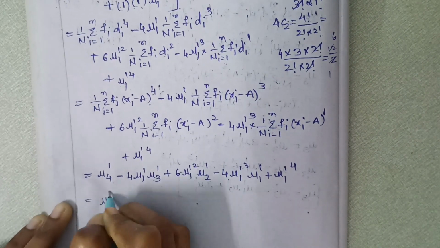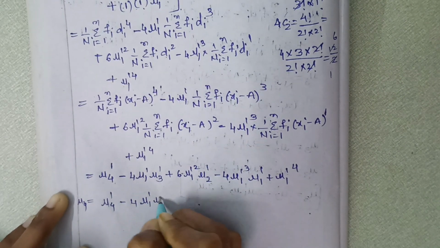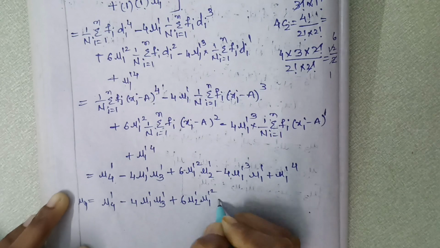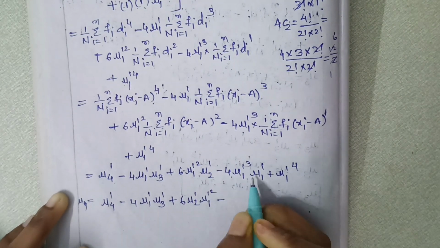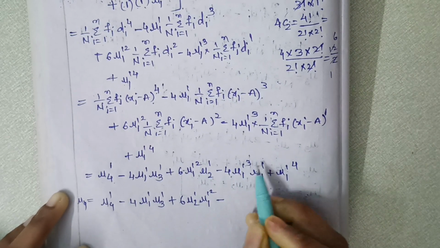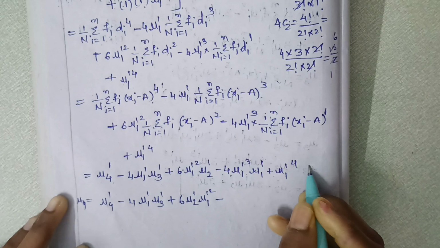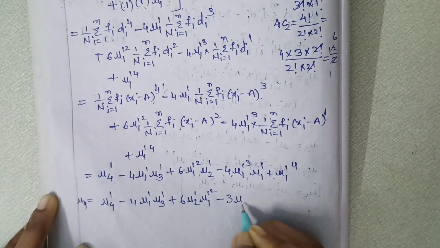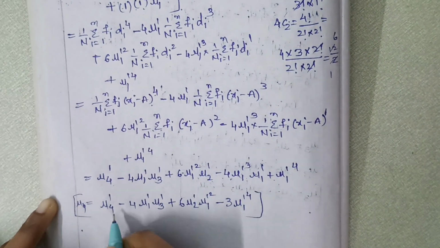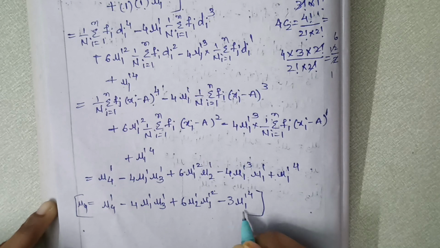So now μ4 is equal to μ4' minus 4 μ1' μ3' plus 6 μ2' μ1'^2 minus 4 μ1'^3 into μ1', which is nothing but, the bases are same, we add the powers. Therefore 3 plus 1 is 4, minus 4 μ1'^4 plus μ1'^4. So we get minus 3 μ1'^4. Therefore μ4 is equal to μ4' minus 4 μ1' μ3' plus 6 μ2' μ1'^2 minus 3 μ1'^4.